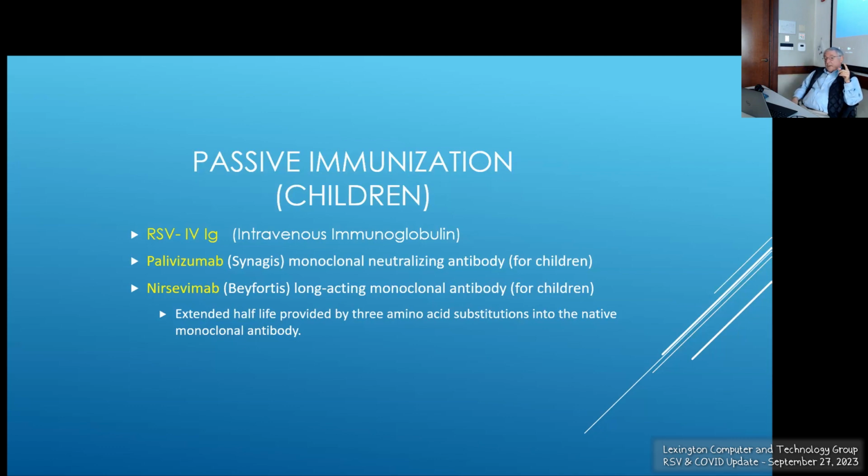And the newer one now is nirsevimab, and that's a long-acting monoclonal antibody for children. And it's pretty interesting because what they did, and it was understood what they were doing, they substituted 3 amino acids in the antibody, and it increased the half-life. So one shot lasts about 6 months. So the kid doesn't have to go to the doctor and get a shot and scream every month. They have to go there once and get a shot and scream.